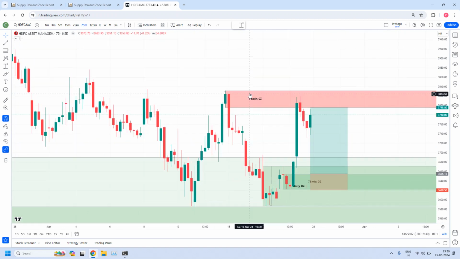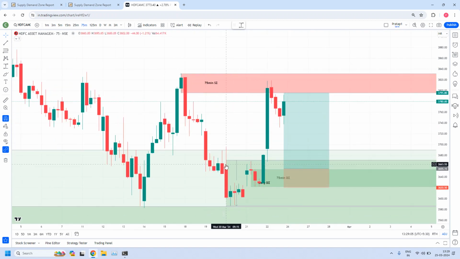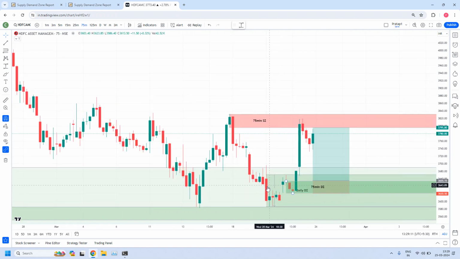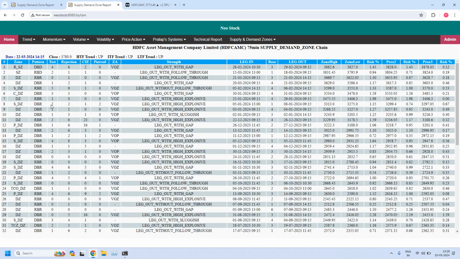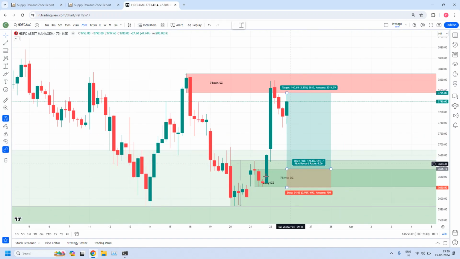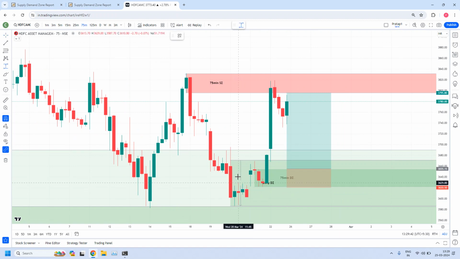And not only that, I don't know whether you observed or not, here we have one more 75-minute zone. We have a drop, 4 base candles and a rally. When is it? 20 March, 9:15. Yeah, here see, this is a normal demand zone only. 20 March 9:15, 4 base candles. So here we have one more normal demand zone inside this.